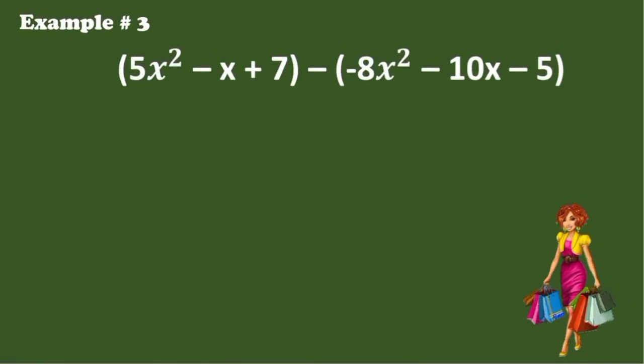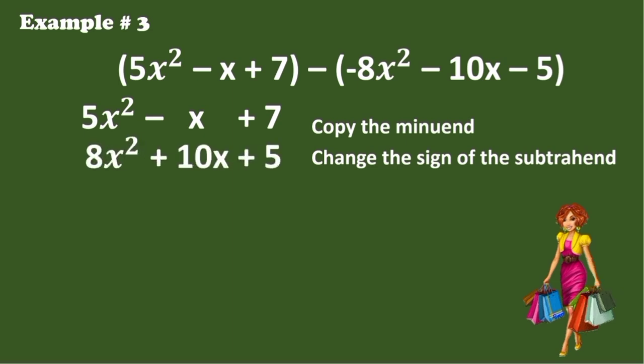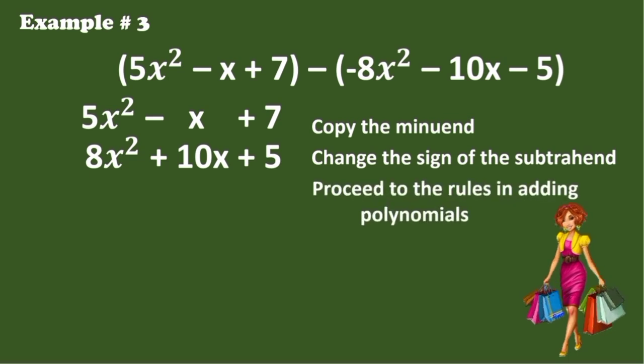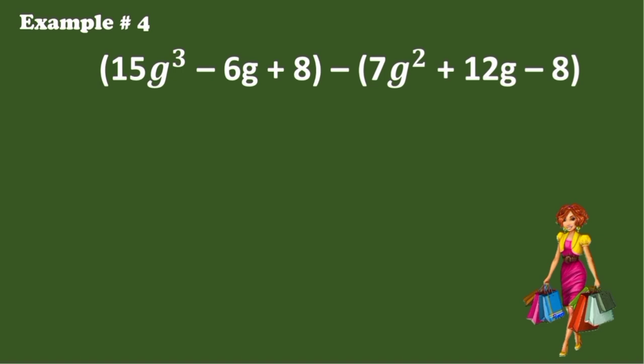Example number 3. 5x squared minus x plus 7 subtracted by negative 8x squared minus 10x minus 5. First, copy the minuend. Then, change the sign of the subtrahend. This will become 8x squared plus 10x plus 5. Then proceed to the rules in adding polynomials. 7 plus 5, we have 12. Negative x plus 10x, we have 9x. 5x squared plus 8x squared, we have 13x squared. Our final answer is 13x squared plus 9x plus 12.